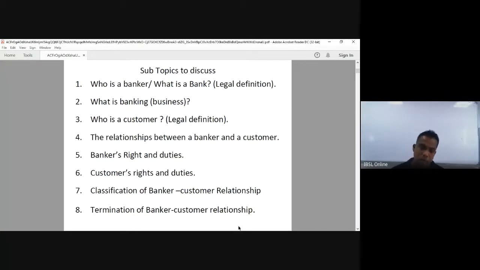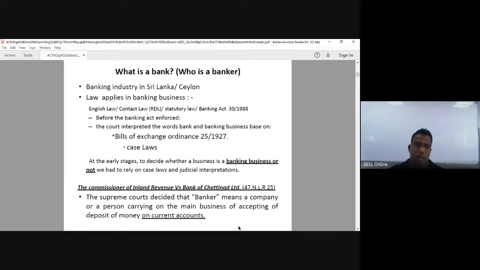So therefore, don't be silent. If you don't understand, please raise your voice. You ask the question. Right. So then we'll go to topic number 1, subtopic number 1. So we are going to discuss who is a banker, what is a bank under the legal definition. Right. So you can see this slide here. We are going to discuss what is a banker, who is a bank.